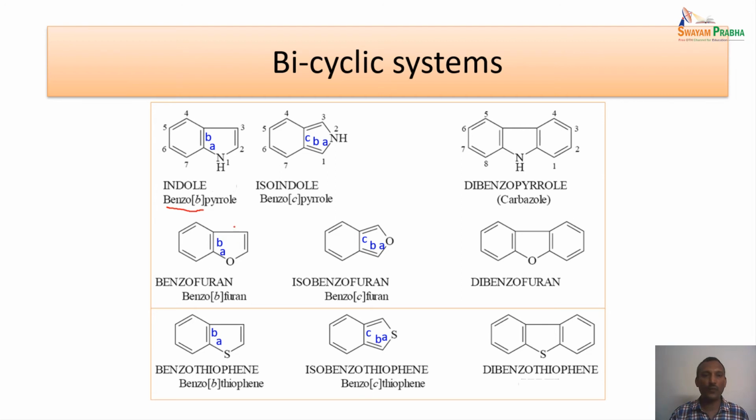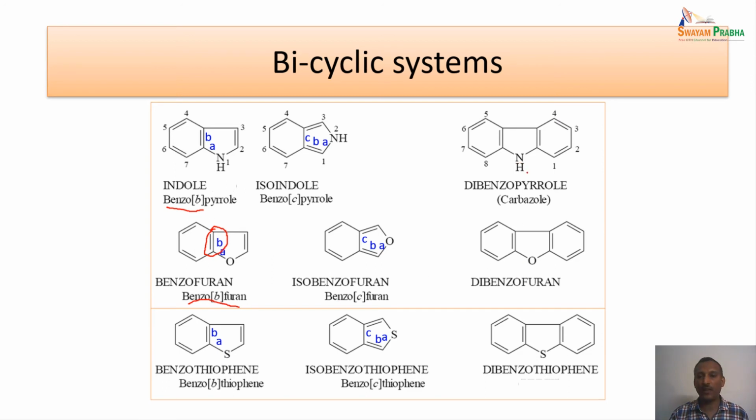And if we take the furan derivatives, this is the b fusion. The b face is fused to the carbocyclic ring. So this is benzofuran, that is the common name, and the IUPAC nomenclature for this compound is benzo-b-furan. So the furan is the base unit, and benzene is attached to the b face. That is why it is benzo-b-furan. And this one is very similar to the isoindole case. This is isobenzofuran. This has the c face fused to the carbocyclic ring.